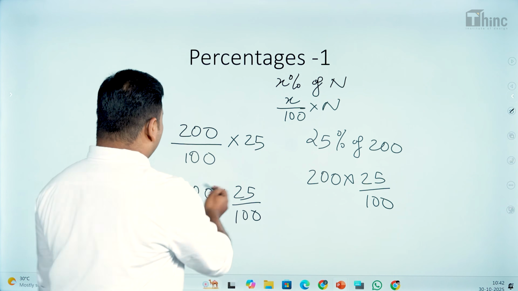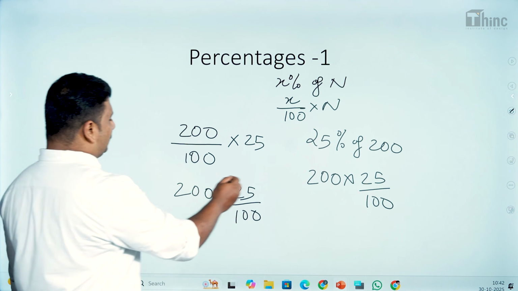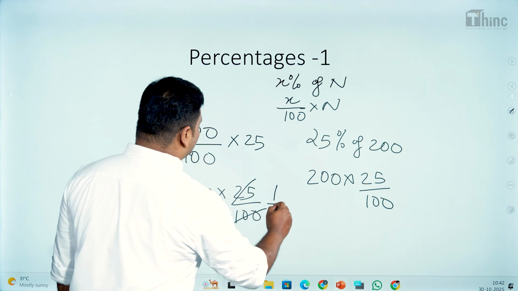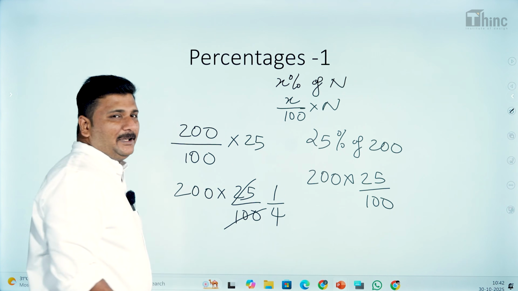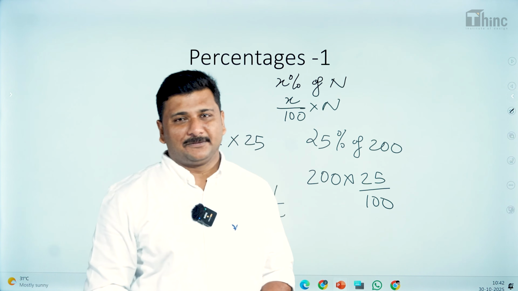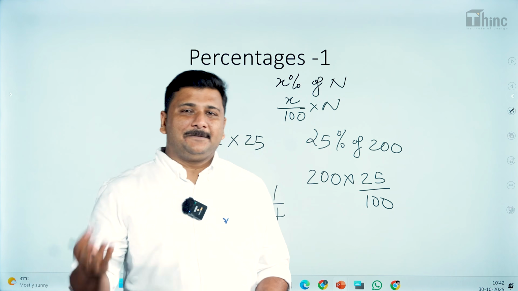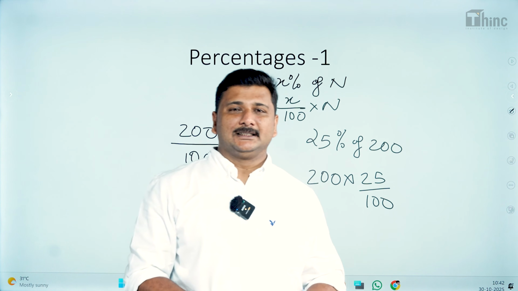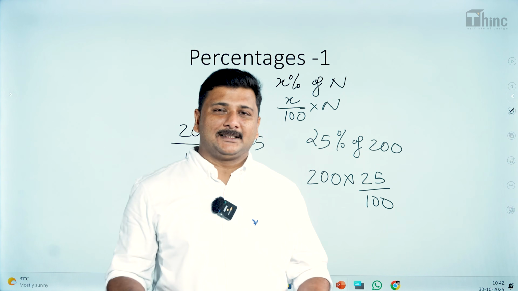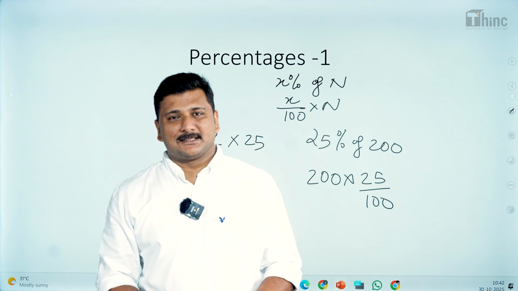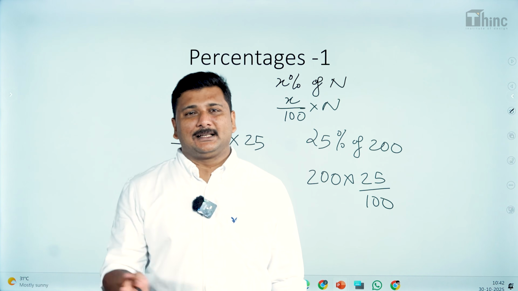Now, to find 25 percentage of 200, we'll multiply 200 with 25 by 100. And what is 25 by 100? It's nothing but 1 by 4, right? So to find 25% of a number, all we have to do is just multiply it with 1 by 4. So to find 50% of a number, what will we do? We'll multiply the number with 50 by 100. And what is 50 by 100? It's nothing but 1 by 2. So if you know the percentages and the corresponding fractions, it will be very easy for us to calculate the percentages.